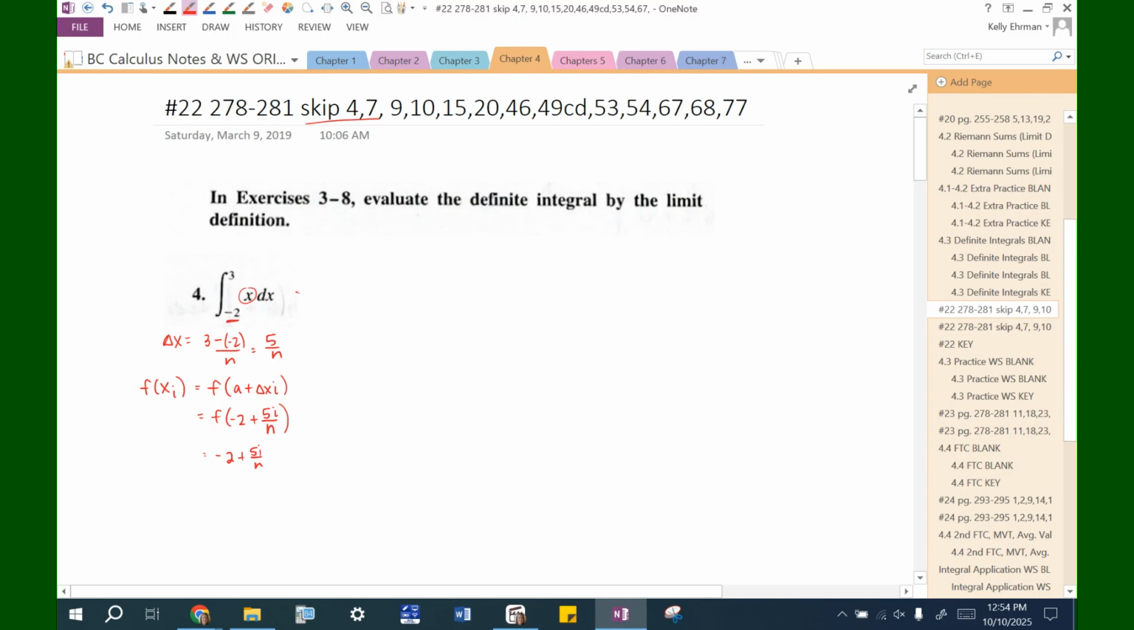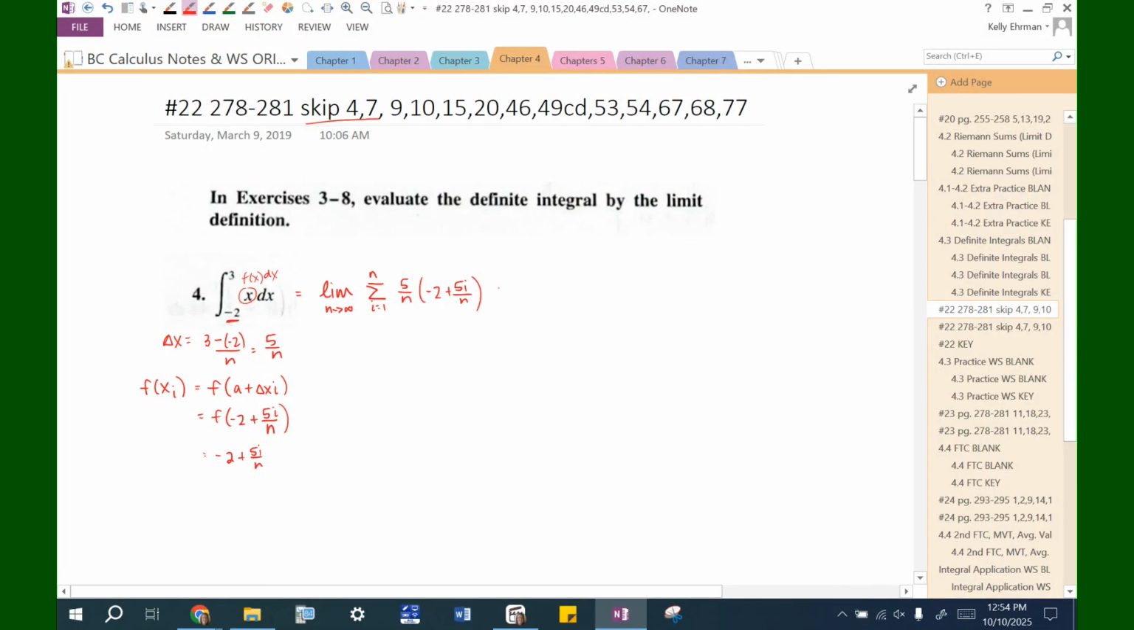So this definite integral is equal to the limit as n approaches infinity of the sum from i equals 1 to n of delta x times f of x sub i, which is negative 2 plus 5i over n. Now, I guess I probably should be putting the delta x at the end, because it's normally like f of x dx, and we're saying f of x sub i dx.